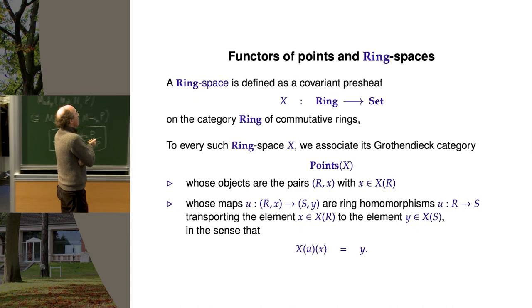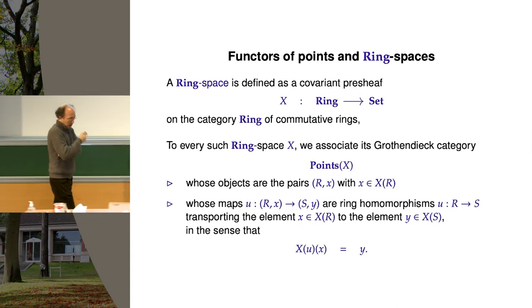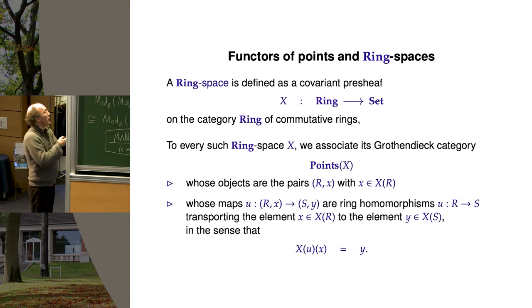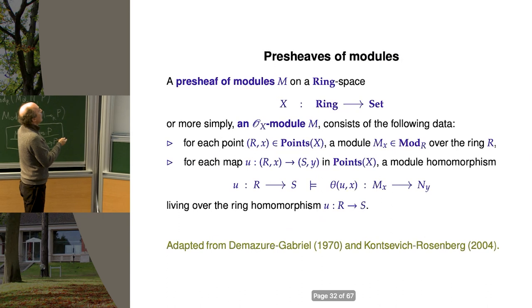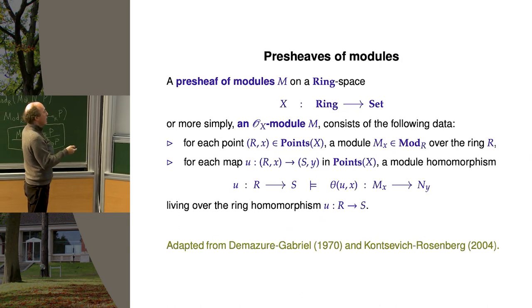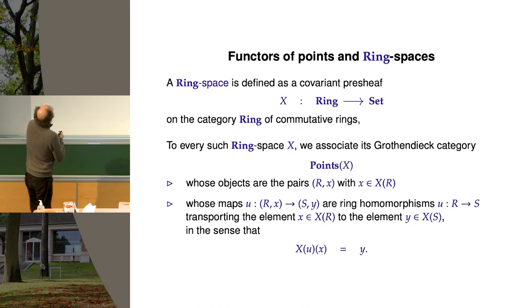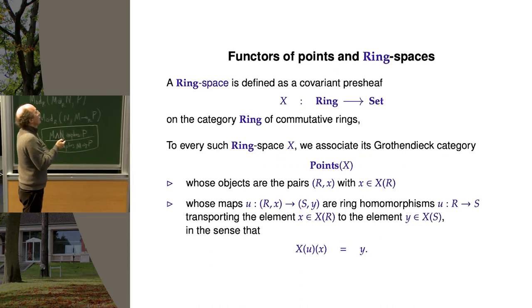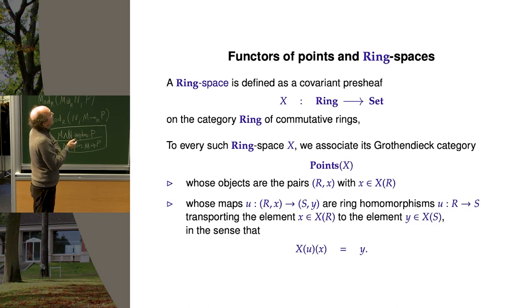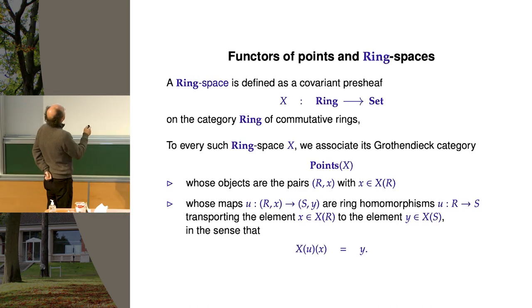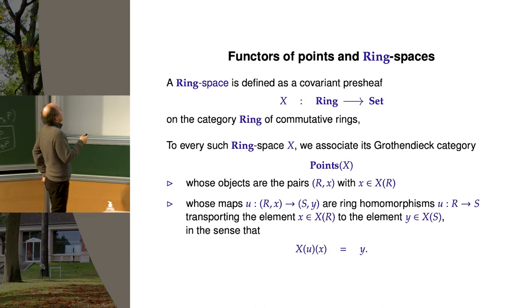And now we get to the situation where we can apply a beautiful idea which started with Grothendieck, and I mention here Demazure-Gabriel, and which was reused in many places. It's a very important point of view on algebraic geometry, which is to work with the so-called functors of points. So what I call a ring space is a covariant presheaf on the category of rings. By the way, I don't ask anything here, which may seem weird: I don't ask that it's a sheaf, I just take a general covariant presheaf on the category of rings.